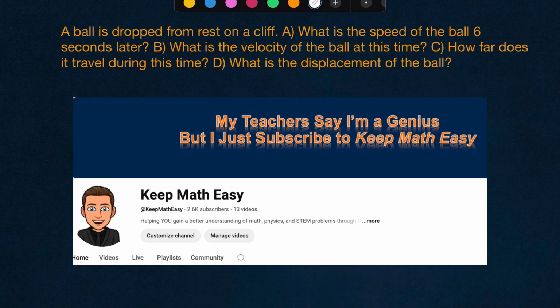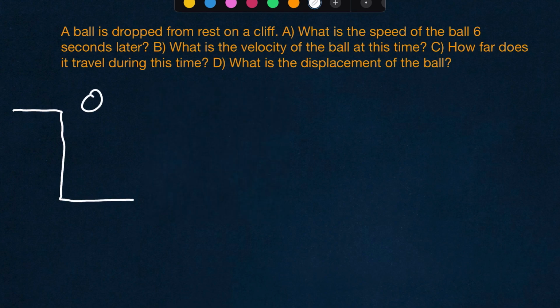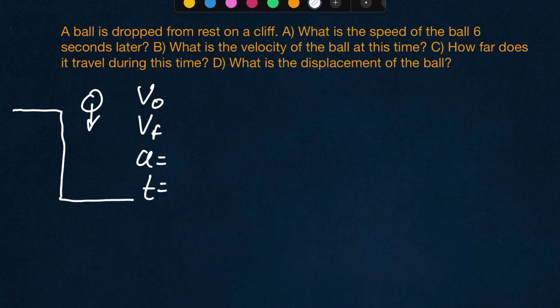A ball is dropped from rest on a cliff. What is the speed of the ball 6 seconds later? To start any physics problem, it is always best practice to write out our known and unknown variables that we need to solve the problem.